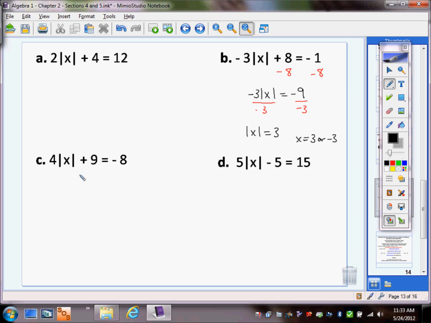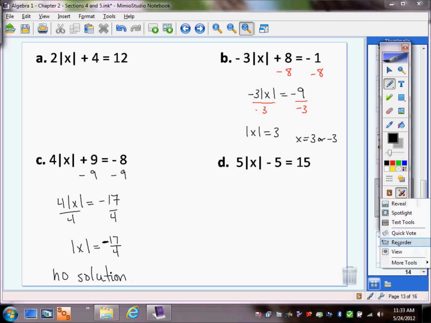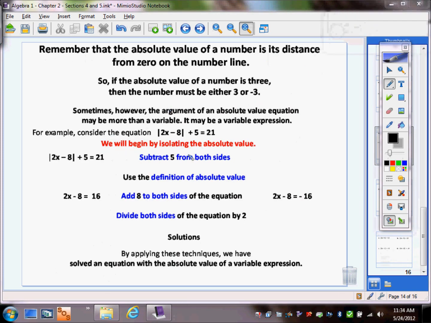Let me do this one really fast too. If I subtract 9 from both sides, I get 4 times the absolute value of x is equal to negative 17. If I divide by positive 4, that's still a negative number, right? This can't happen, so your answer, if that happens, is no solution. You have to get the absolute value by itself.